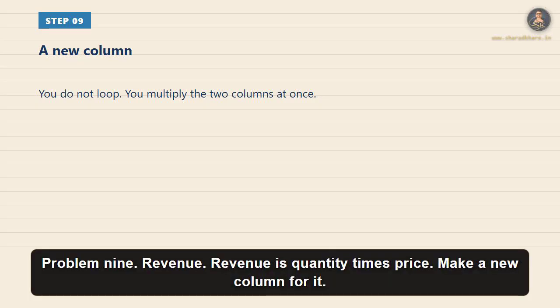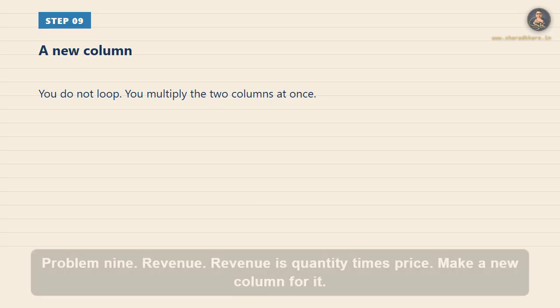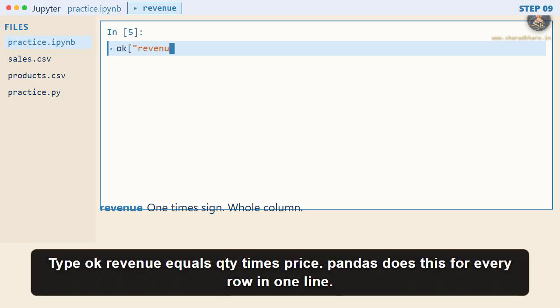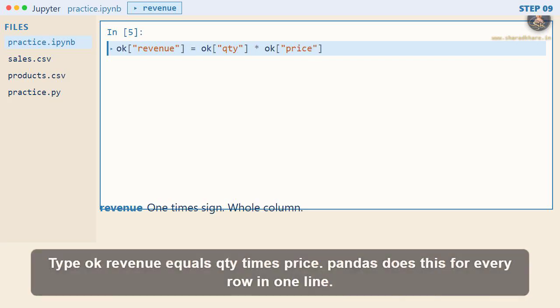Problem 9. Revenue. Revenue is quantity times price. Make a new column for it. Type ok revenue equals ok qty times price. Pandas does this for every row in one line.